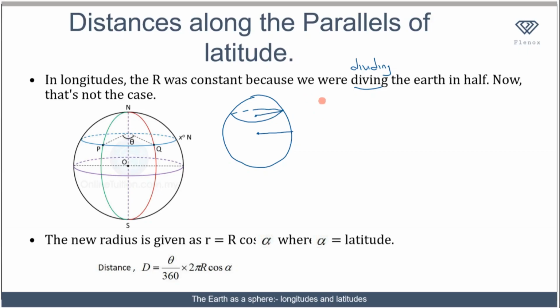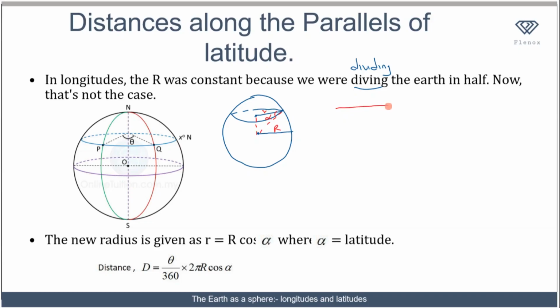To illustrate that, let's assume that this is our point over here. I'm going to sketch that out. Let's call the radius of this small circle at this point small r, and the radius of the earth big R. If I draw a line from here to here, I'm going to call this angle alpha, and alpha represents the coordinate of latitude.